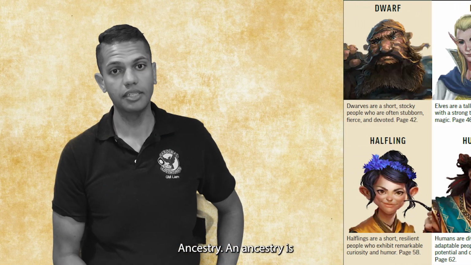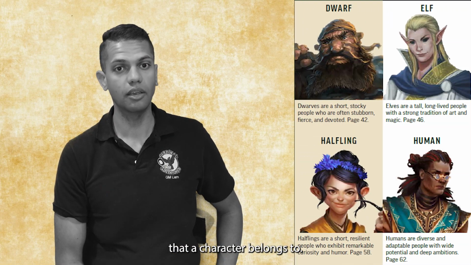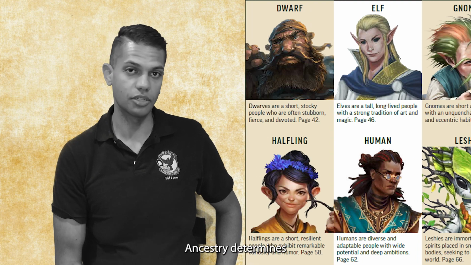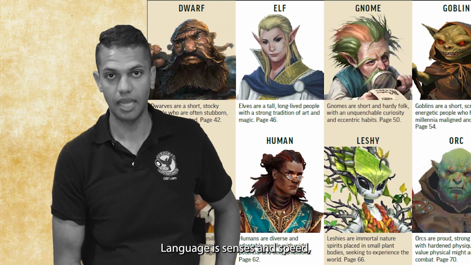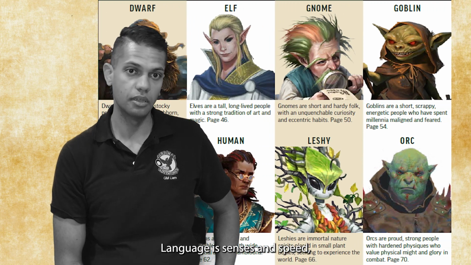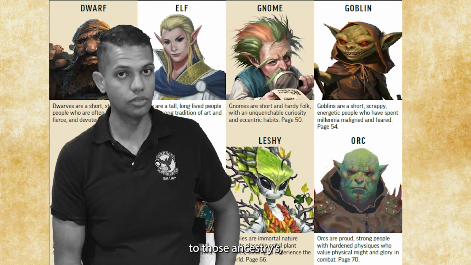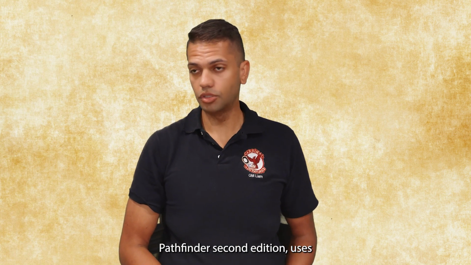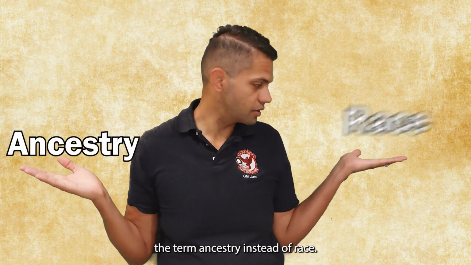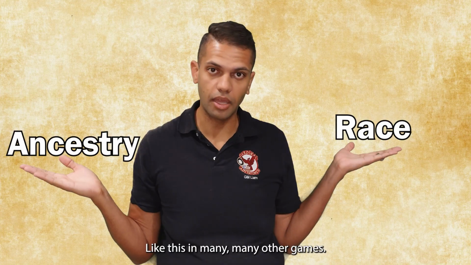Ancestry. An ancestry is the broad family of people that a character belongs to. Ancestry determines a character's starting hit points, languages, senses, and speed, and also grants access to those ancestries' ancestry feats. Pathfinder Second Edition uses the term ancestry instead of race, like you'll see in many other games.